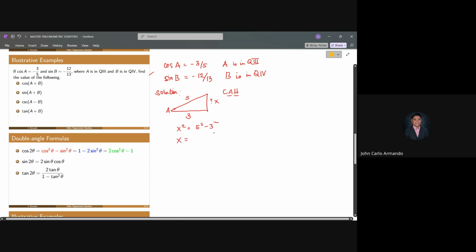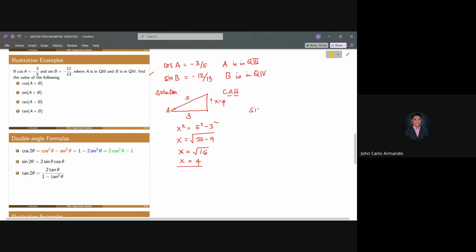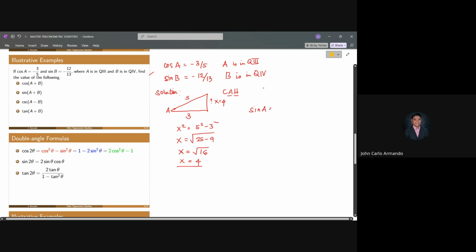So x equals 5 squared, 25, minus 3 squared, 9, and 25 minus 9 is 16. It gives us 4. So this is equal to 4. And by simply getting the value of sine using SOHCAHTOA, sine A is simply opposite over hypotenuse. The opposite side is 4. The opposite of angle A is 4, and the hypotenuse is 5.